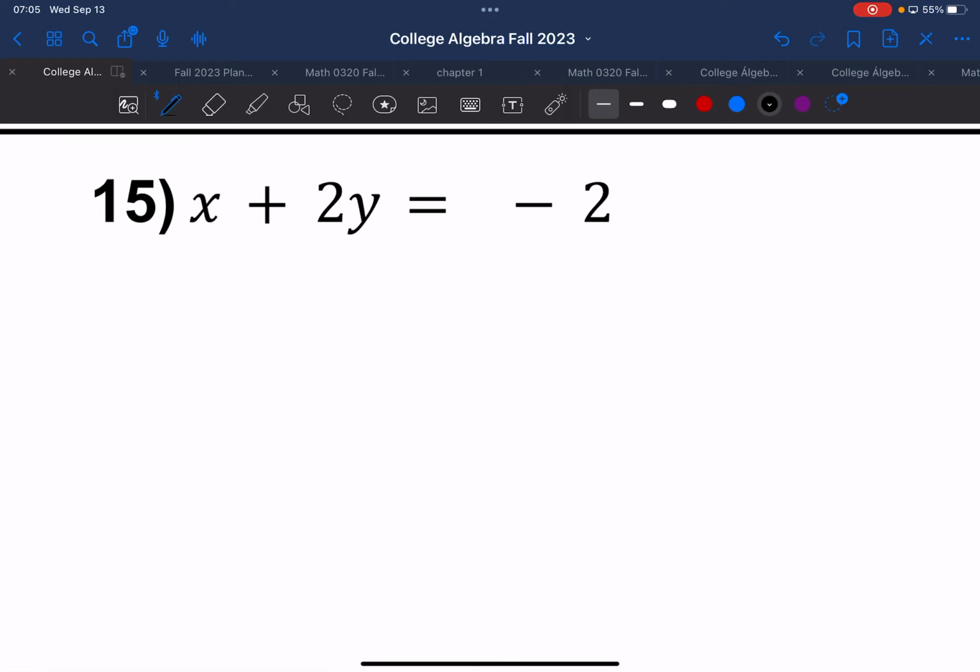Okay, go ahead and work on 15. Give you guys a few seconds to work on that, and then we'll go through it. So once you have both the x and y intercept, go ahead and just look up from your paper so I can see who is still working.